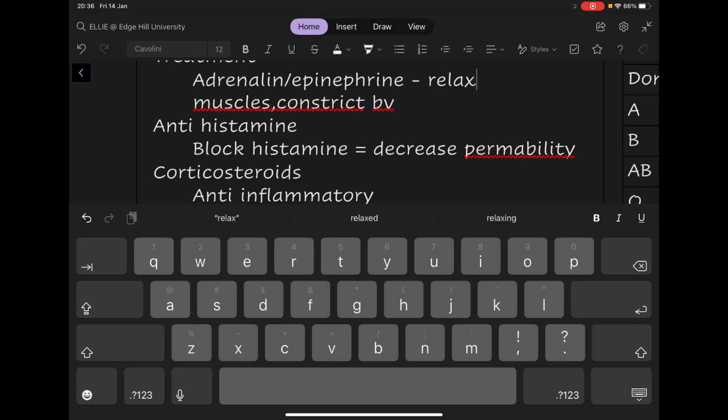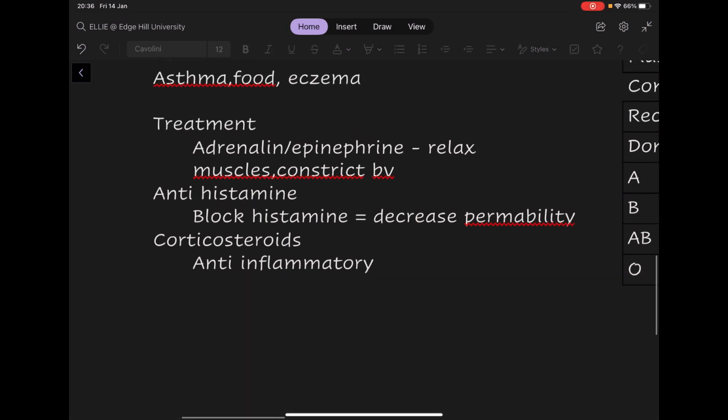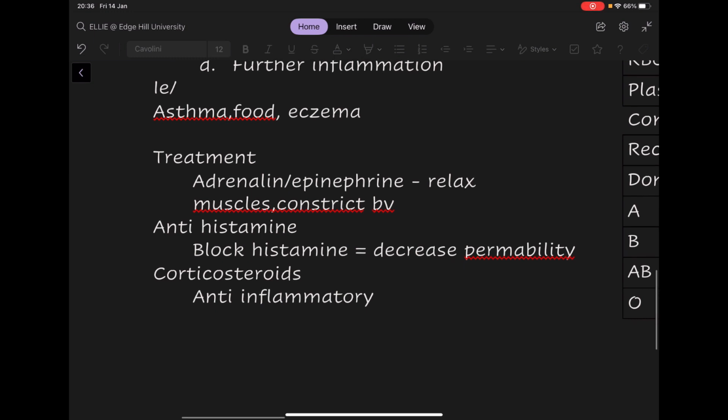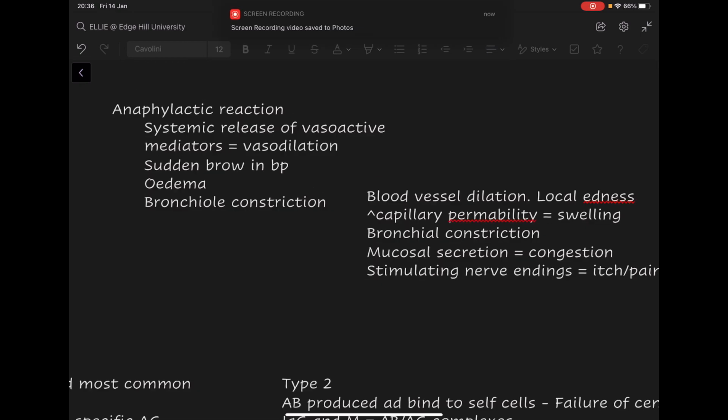You can take antihistamines, which block the histamine that's released, decreasing permeability of blood vessels. You can also take corticosteroids, which allow for anti-inflammation.